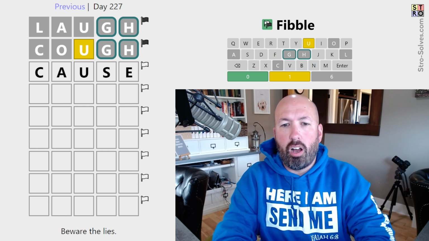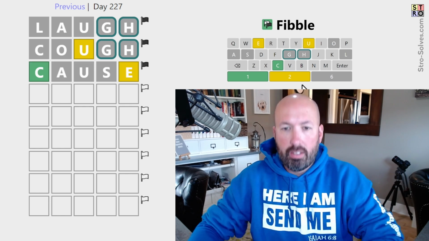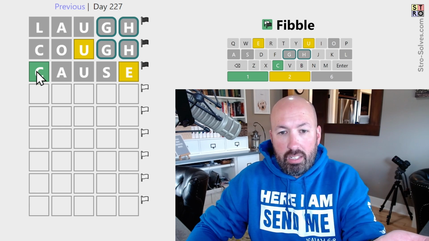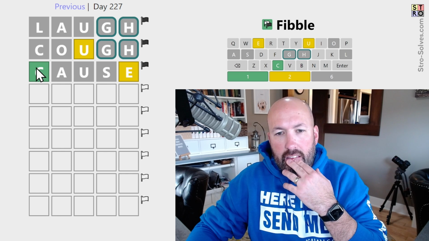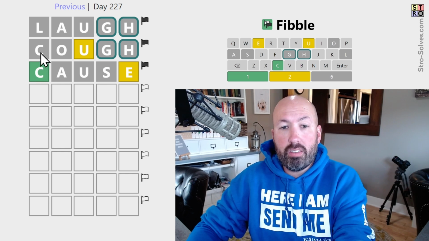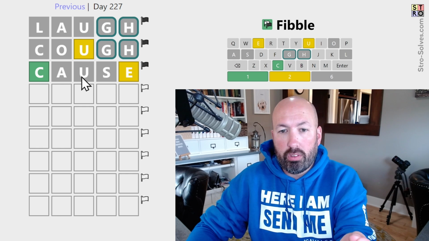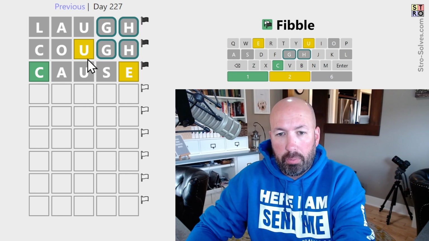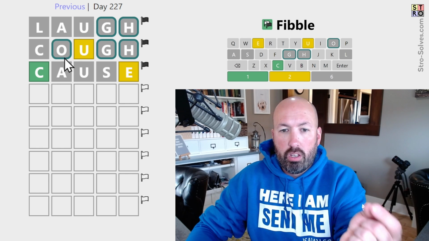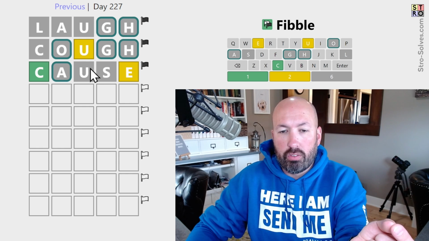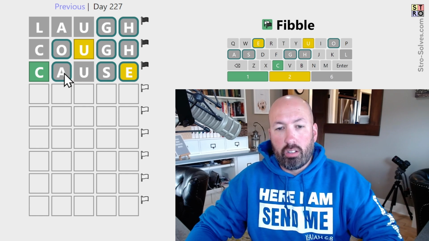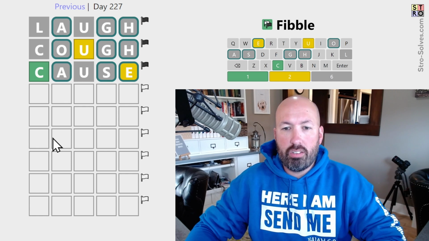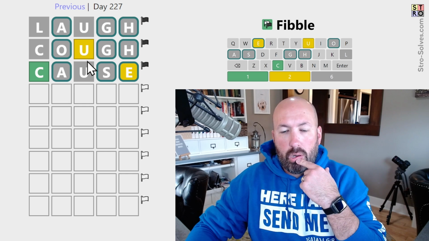Let's do "cause." Okay, so one of these C's is a lie. And that tells us what? It doesn't tell us, but one of the C's is a lie, and one of these two U's is a lie, right? Because either both the grays are true or the yellow is true, but the yellow and the gray can't both be true. So that has to be the two lies for those two rows, so everything else in those two rows has to be true. And we know that the gray A is true.